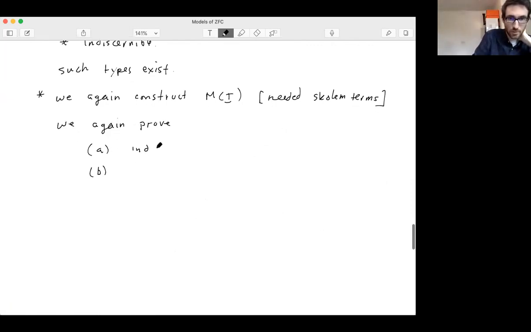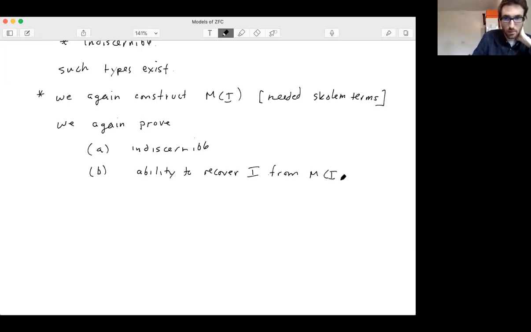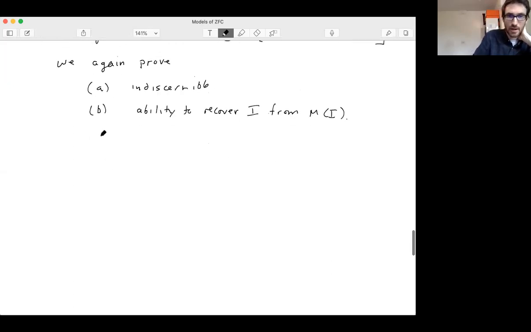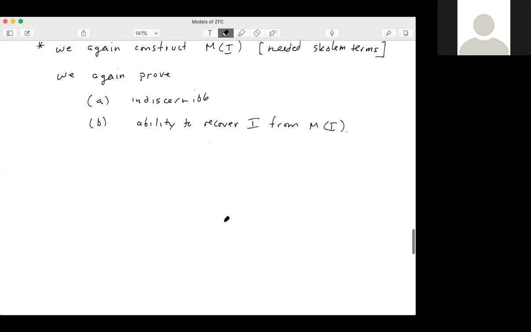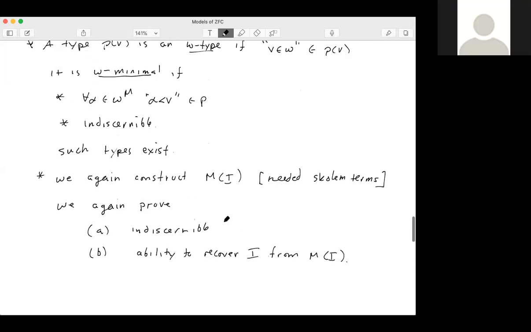So, and the ability to recover I from M of I. And that enables us to write out the proof as before. So I don't have too much to add about that, but we do have at least some details kind of sketched out.